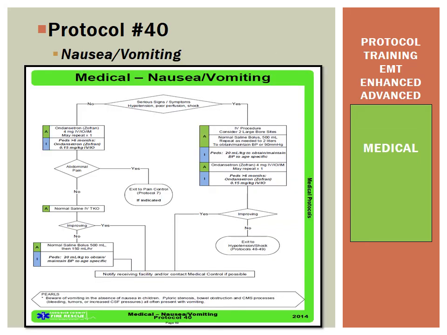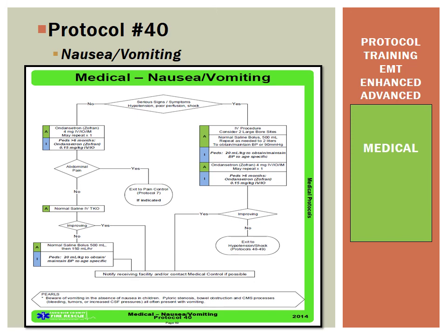Okay, protocol 40 is the nausea and vomiting protocol. The first question you need to ask yourself as a provider is, are there serious signs and symptoms of hypotension, poor perfusion, or shock? If the answer is yes, then at the advanced level, you need to establish an IV, consider 2 large bore sites, and administer normal saline boluses, 500 mLs, and you can repeat as needed up to 2 liters to obtain and maintain a BP of 90 millimeters of mercury or greater.